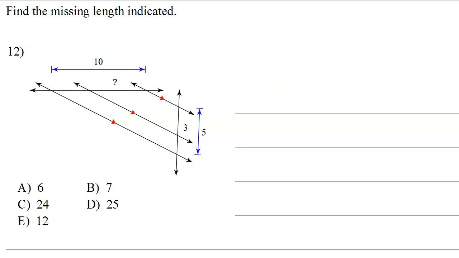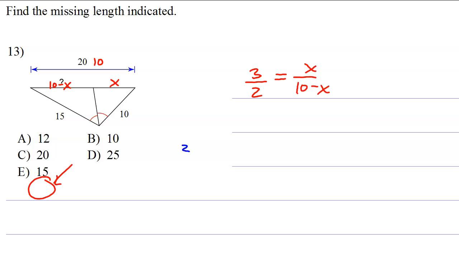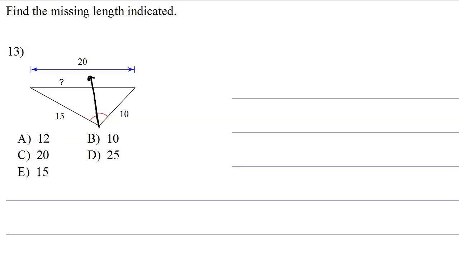Number 13. So we have an angle bisector one here. So the angle bisector breaks it up a little bit differently. Angle bisector splits it up to where you have a side and then a piece that got split up. And then you have a side and a piece that got split up. So that's usually how I like to set mine up.